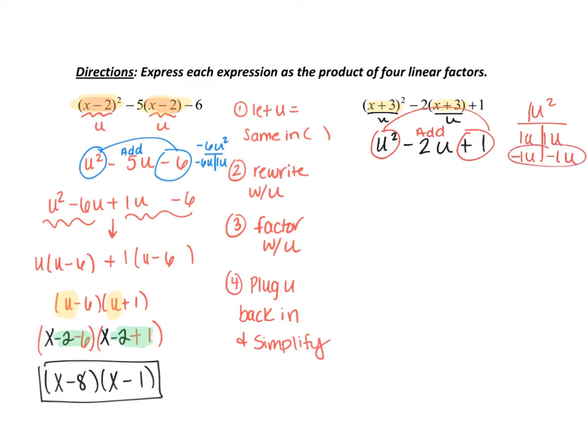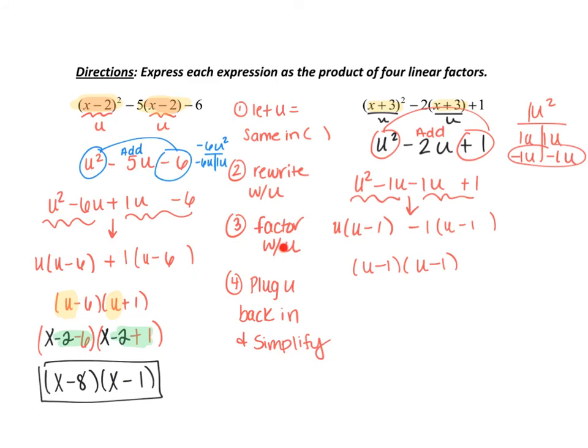So I'm going to bring down the first term, bring down the last term, and fill the middle with the pair that adds. Factor by grouping. Group the first two, group the second two, bring down the middle sign. The GCF of the first two is u, and we're left with u minus 1. The GCF of the second two is a negative 1, and I'm left with u minus 1. And then u minus 1 is my common factor, and I'm left with another u minus 1.